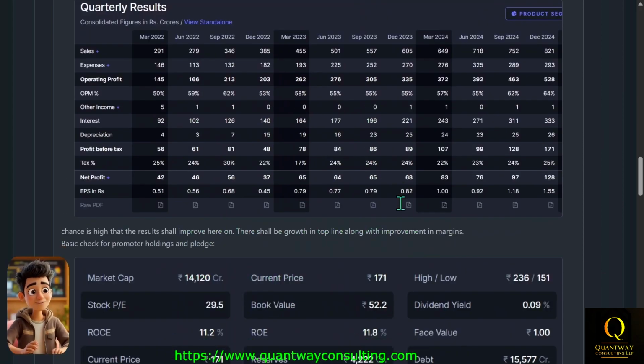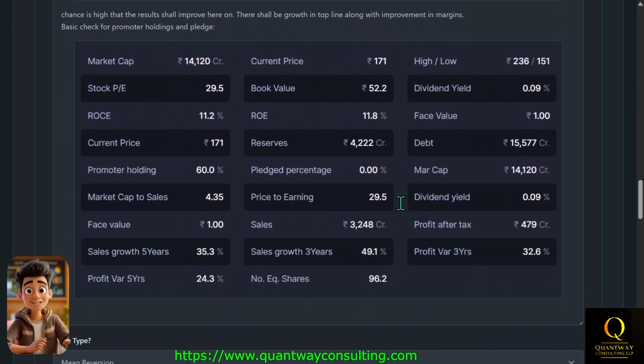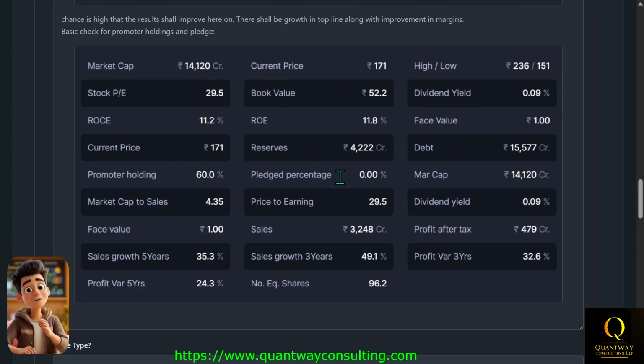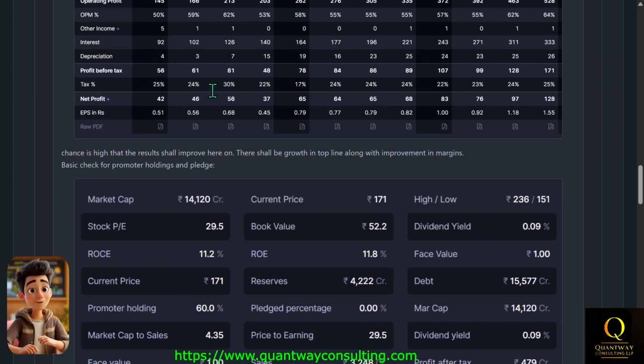Make sure you are trading proper instruments where stop loss can be executed. You might consider doing promoter holding and pledge check. Check the market cap and traded volume. Trade type shall be mean reversion trade.